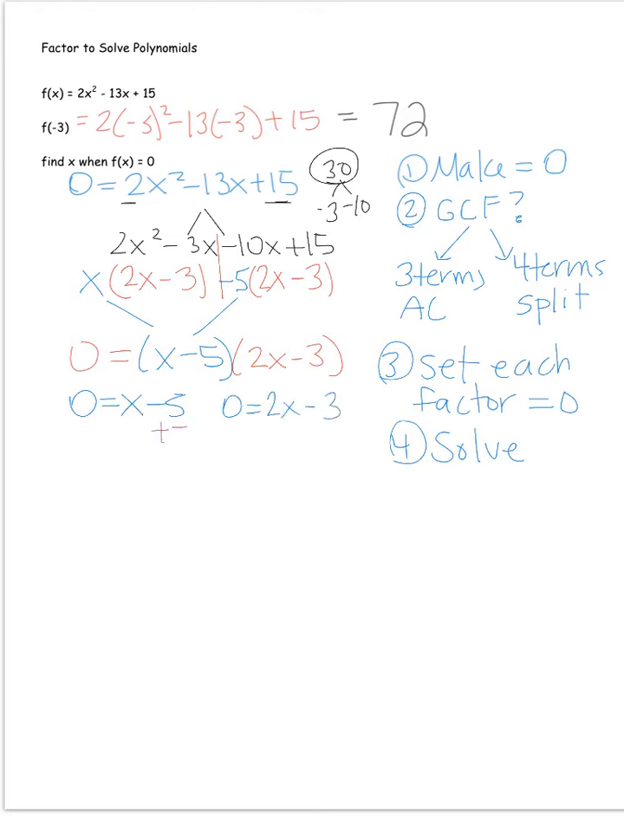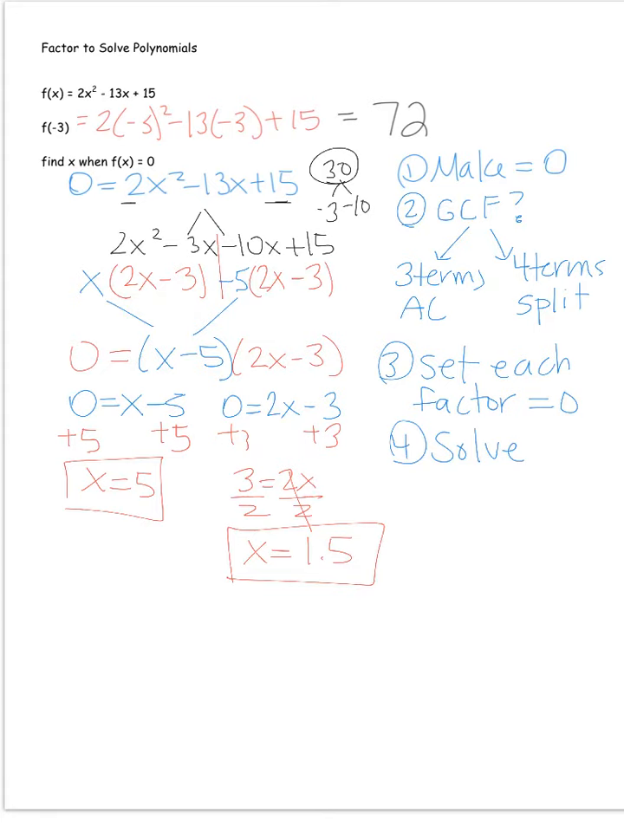If we add 5, then x equals 5 is a solution. And here we have to add 3 and divide by 2. And 3/2 or 1.5 is a solution. So there's a review of AC method to factor to solve. Let's try another one.